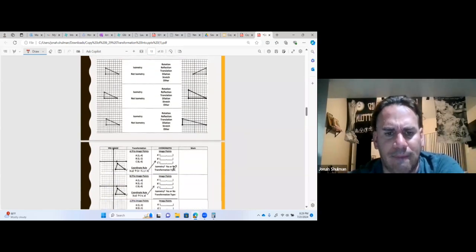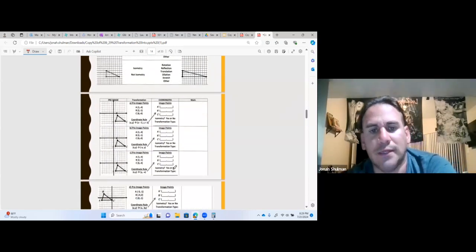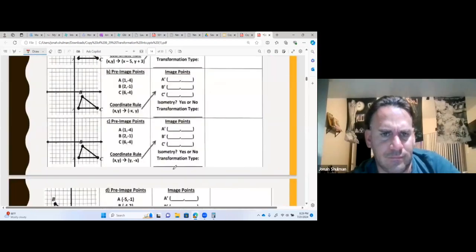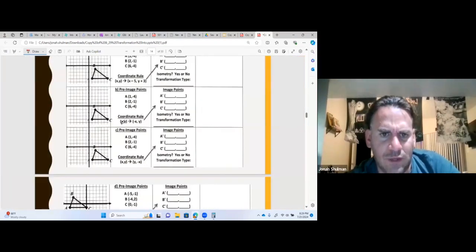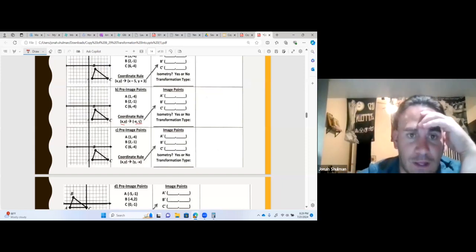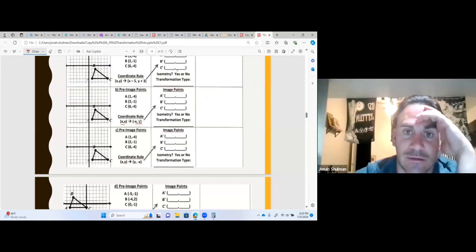All right, so this is what a problem could look like. So if we have (x, y) and it goes to (-x, y), so if I have the point, this is just a slide.